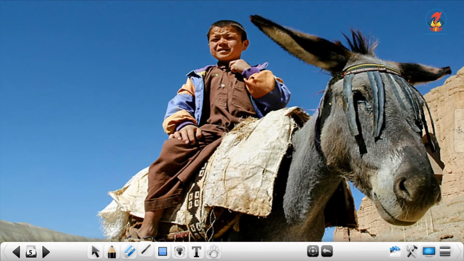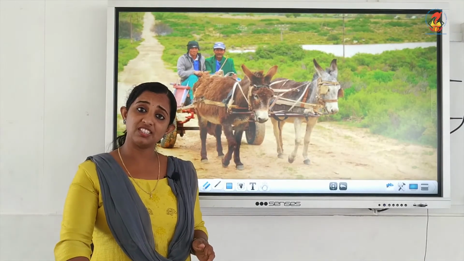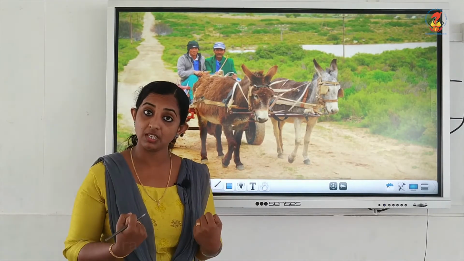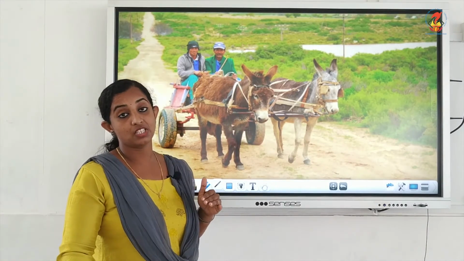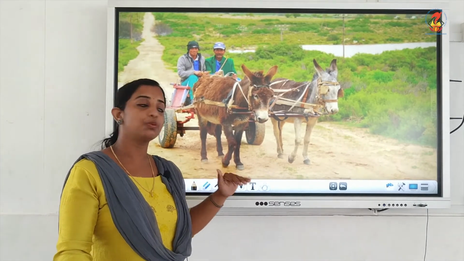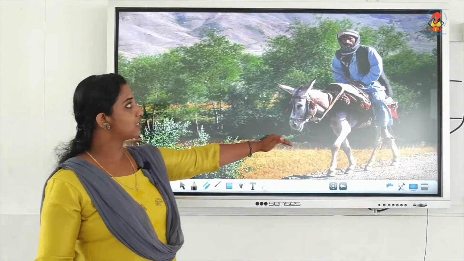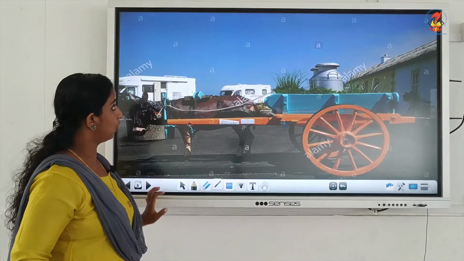Now, sometimes we use donkeys to travel. People travel on donkeys. Now, have you heard about bullock carts, children? What do you mean by bullock cart? A cart which is pulled by a bullock, isn't it? So, here we have donkey carts. In the same way, a cart which is pulled by a donkey is called a donkey cart. Now here you can see a picture of a man traveling on a donkey.